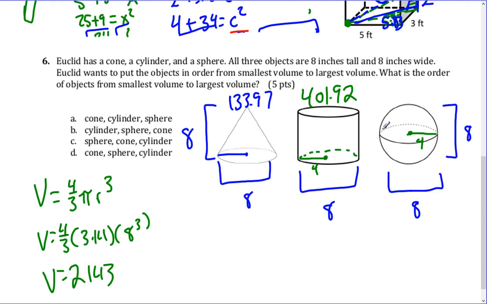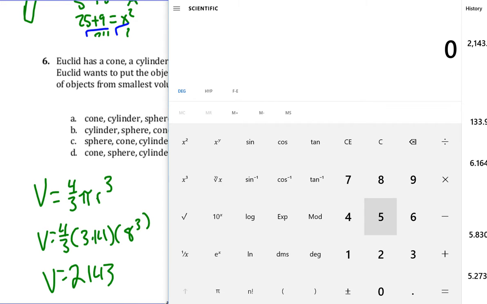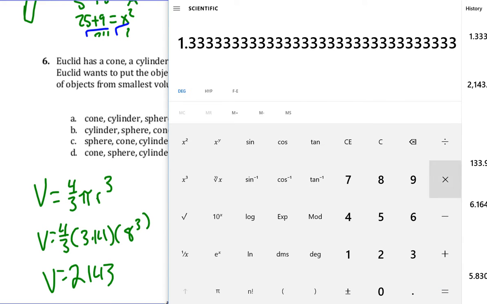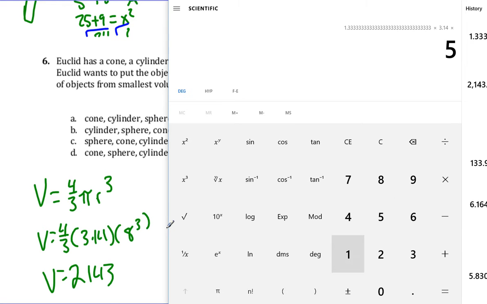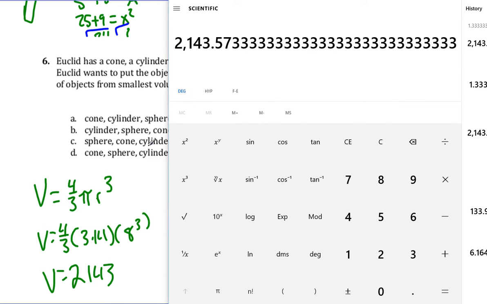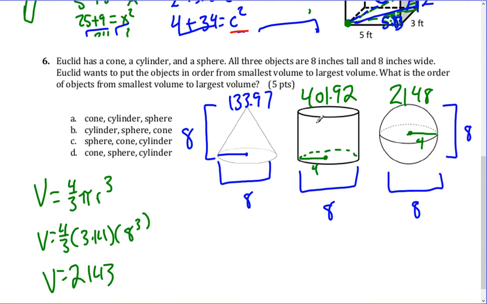And I'll be honest, I'm a little bit skeptical of that answer, just because it's so much bigger than the rest. I just want to double check my math here again. So I'm going to take 4 divided by 3. Yep. Times 3.14. Yep. And times 8 cubed is 512. All right, I double checked my math. It all worked out. So from the smallest to largest, the cone was the smallest, and the sphere is the largest. So cone, cylinder, sphere. It was letter A. I found the volume of each and ranked the volumes from least to greatest.